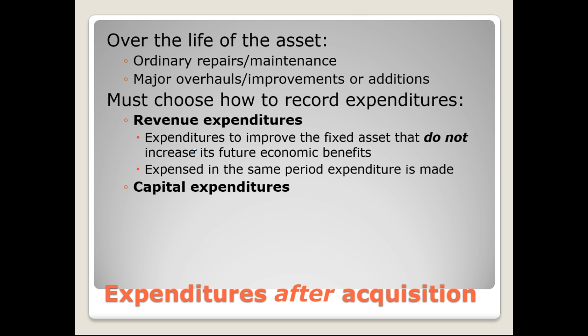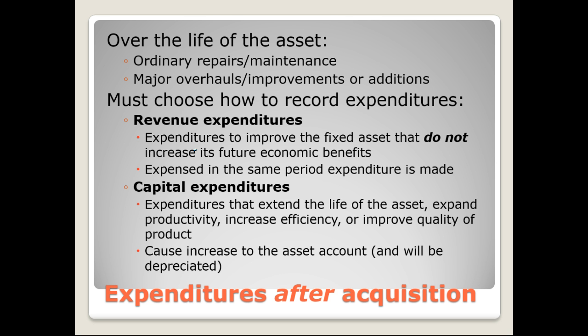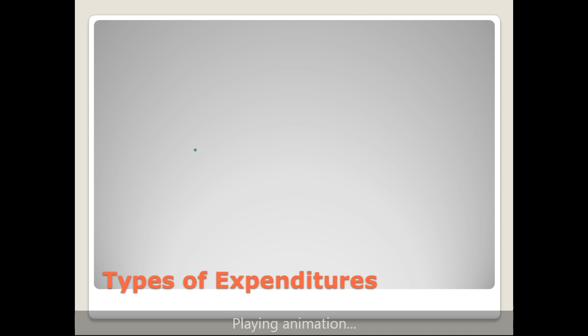However, if we do something called capital expenditures, it means that we have done something to the asset that extends its life or in some way improves the future economic benefits. If so, when we deal with that particular expenditure, we need to cause the value of the asset in our asset account to increase. We'll actually make a debit to our asset account.